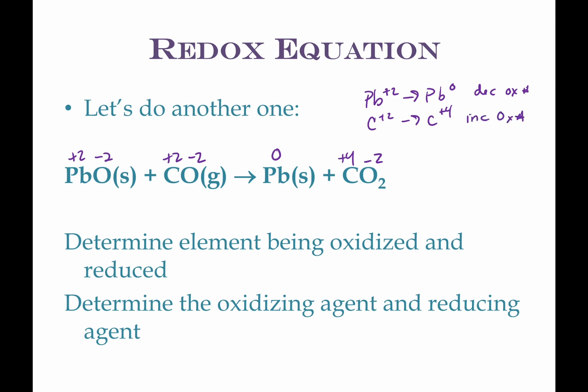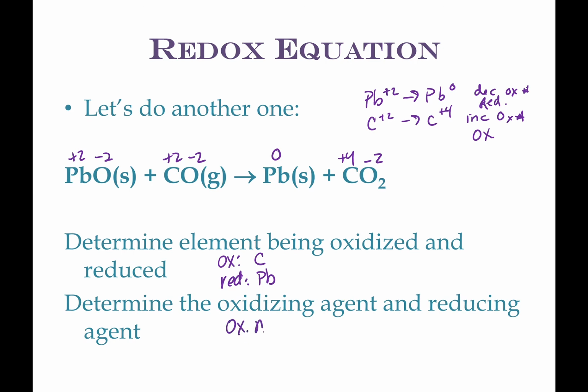Now if we look at this at a top level, carbon gained oxygen, so it was obviously oxidized. So this is oxidized and this is reduced. So oxidized would be carbon, reduced would be lead.